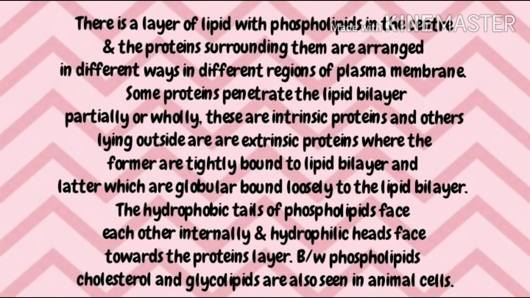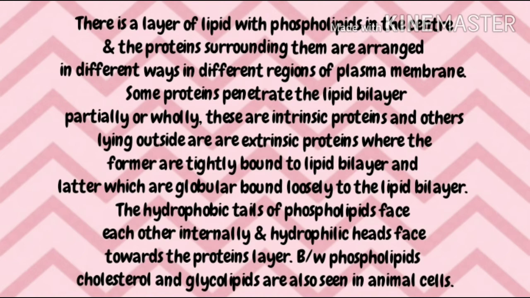And the third model is the fluid mosaic model, proposed by Singer and Nicolson in 1972. This model states that plasma membranes are quasi-fluid structures in which proteins and lipids are organized in a mosaic manner. This is the widely accepted model, and we depend on it to study the plasma membrane. We are going to study in detail what the structure is. It is much more complicated, so you have to listen keenly to what I am saying.